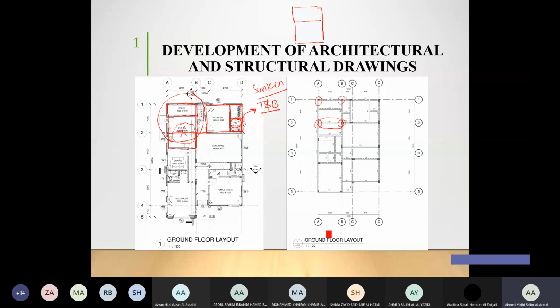Do you agree that this particular portion which I have drawn is represented here? Yes, no? Yes. Okay.